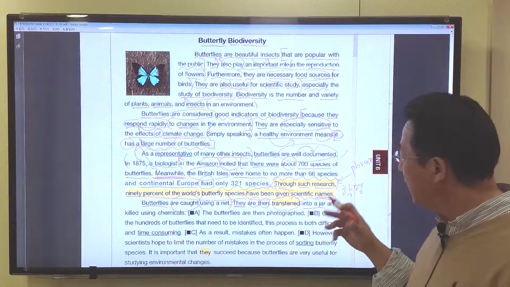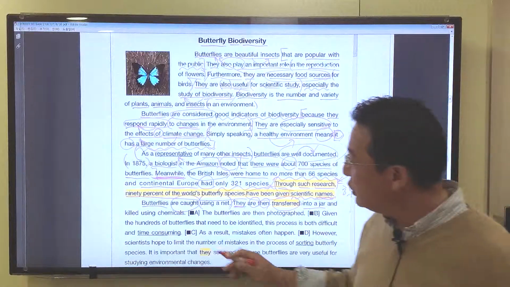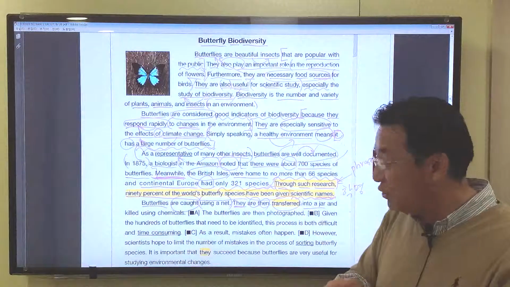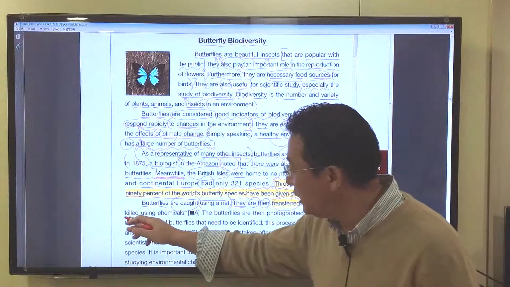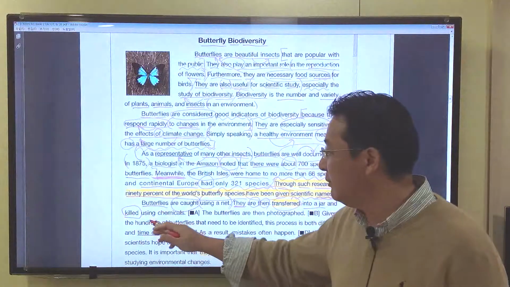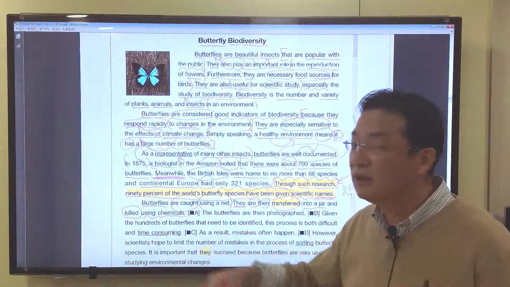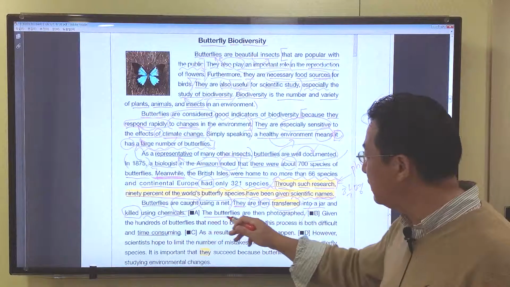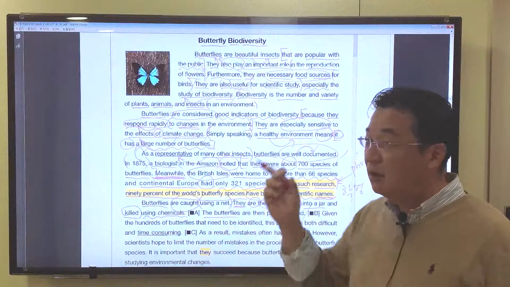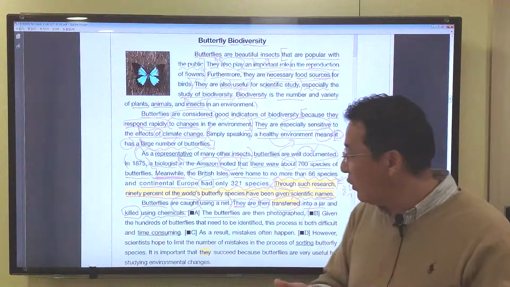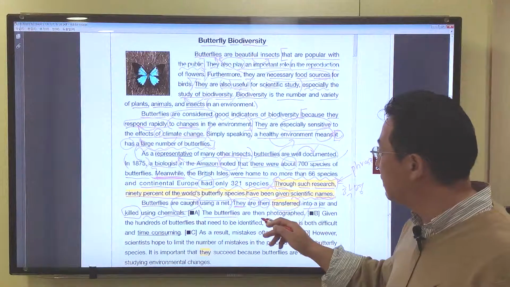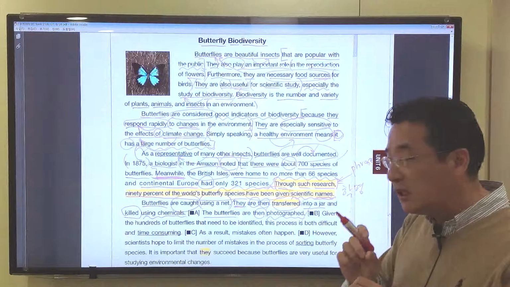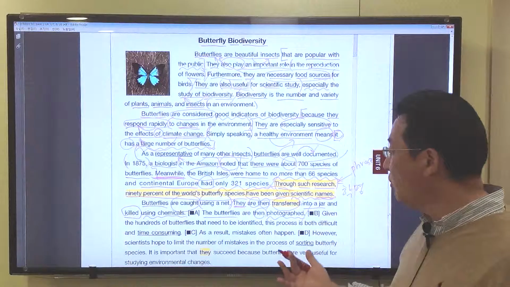어디로? into a jar, 병에 담겨지고요. and killed using chemicals. 그물을 이용해서 잡고 그 다음에 통에 잡아넣고 jar, transfer into a jar, and then, sorry to say this, but killed, 죽임을 당한답니다. using chemicals, 화학물질을 이용해서 죽인답니다. 자, the butterflies are then photographed. 그리고 난 다음에 그 나비들은 어떤 나비들? 그물을 이용해서 잡고 통에 넣은 다음에 화학물질을 이용해서 일단 죽이고 그러고 난 다음에 are photographed. 무슨 말입니까? 사진을 찍는답니다. 사진이 찍혀진답니다. 그죠? 자, 이게 무슨 과정을 설명하는 겁니까?